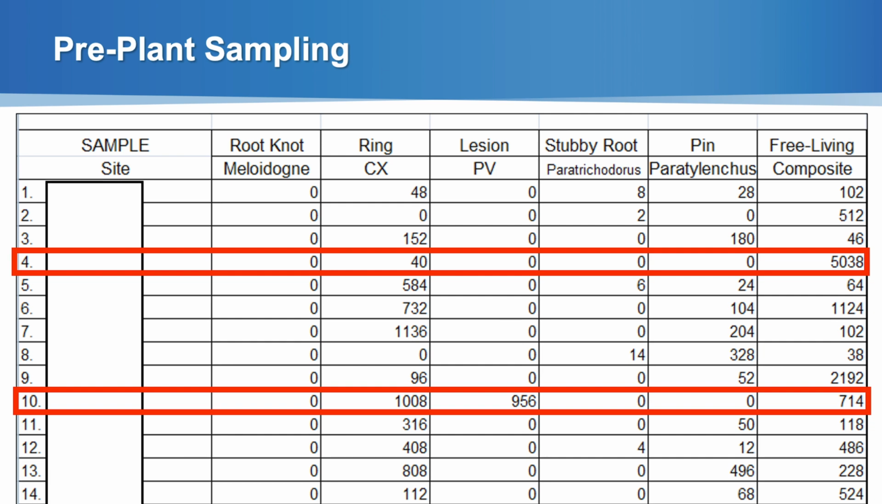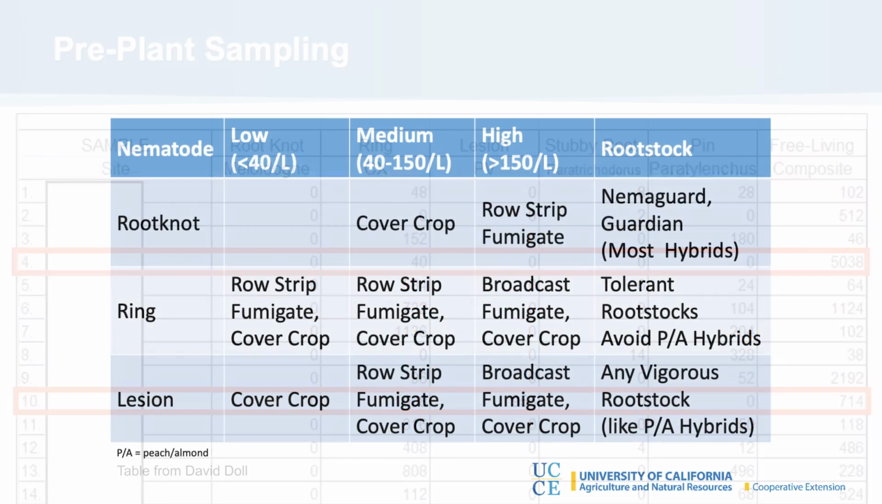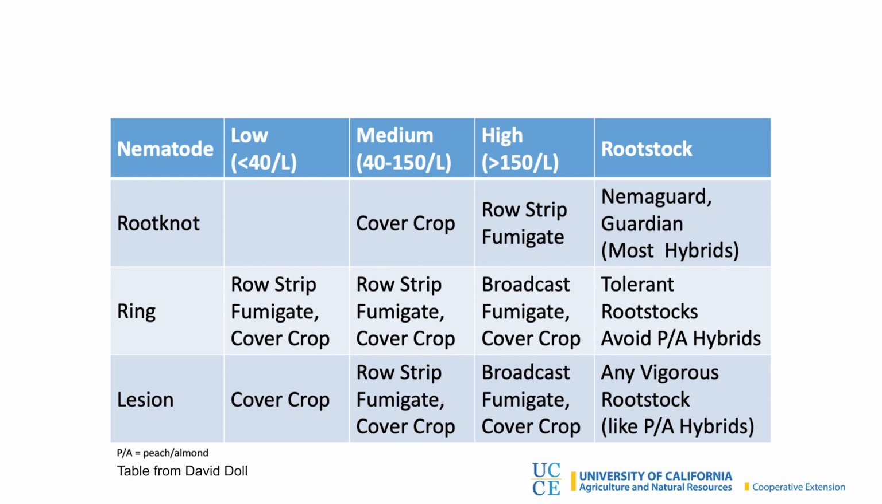Some need certain management at certain levels compared to others. So this is a generalized recommendation that David, my predecessor, provided, and I haven't really seen too much to counteract it other than maybe the cover crop stuff. But you'll notice that for root knot, ring, and lesion, there are different recommendations based on the number of nematodes per liter of soil. So this is in liters of soil. If your units are not in liters, make sure you convert it if you want to use this table.